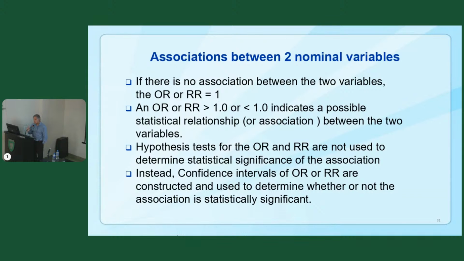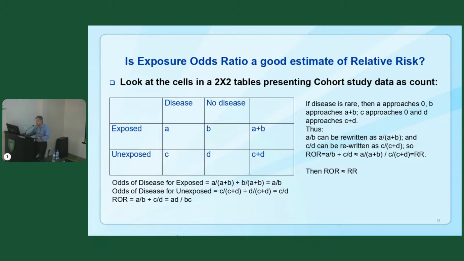Okay? Hypothesis tests for odds ratio and relative risk are not used to determine statistical significance of the association. Instead, confidence interval. What I mean is that you can do statistical testing, but you have something better. You have your confidence intervals around the ratios or the risk, relative risk, or whatever. In both cohort and case control, use them. Because it gives you not only an indirect measure of the statistical test of association, but also the value of the measure of association and the spread, how confident you are that the true value lies between what and what. That's your confidence interval.